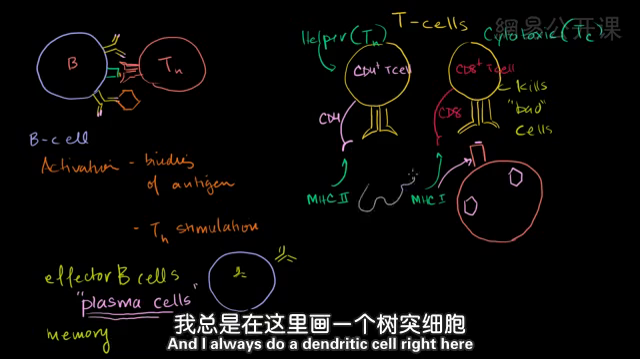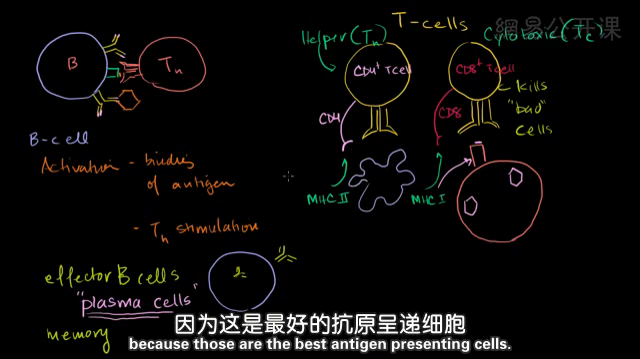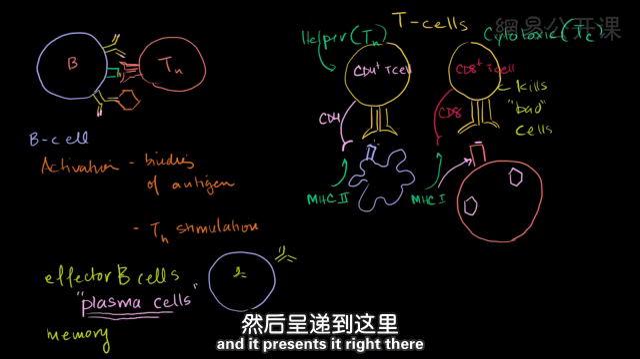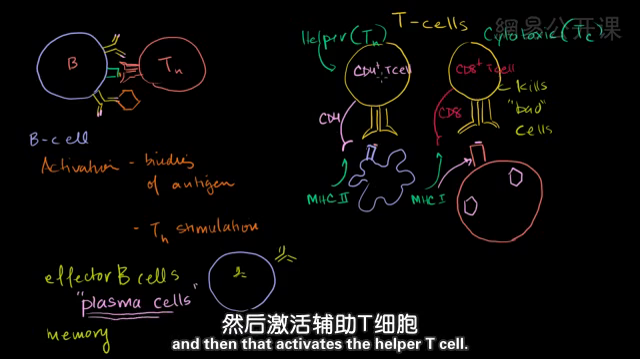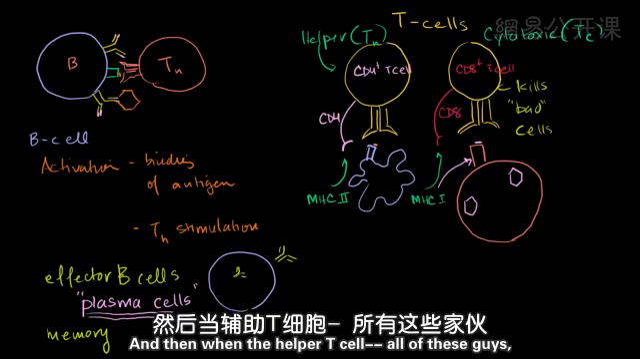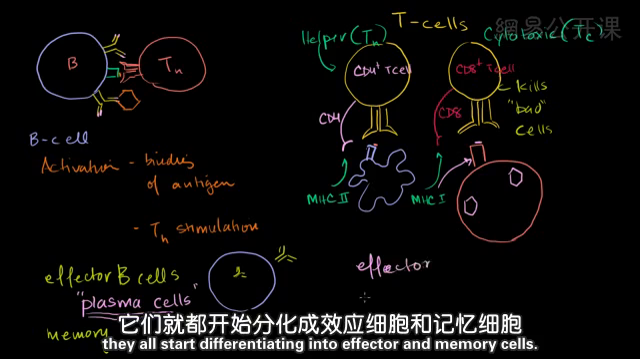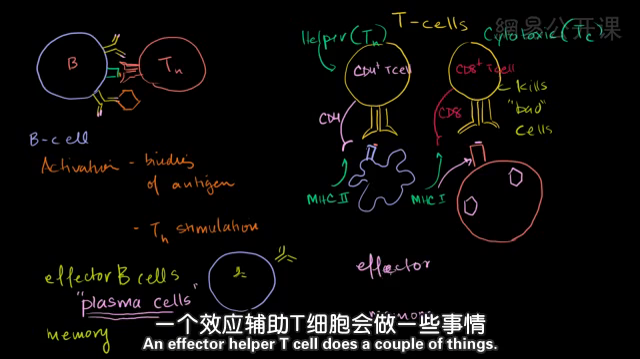And I always do a dendritic cell right here because those are the best antigen presenting cells. And they have MHC2 complexes, and it's digested some antigen and it presents it right there. And then that activates the helper T cell. And then when the helper T cell, all of these guys, once they're activated, they all start differentiating into effector and memory cells. An effector helper T cell does a couple of things.